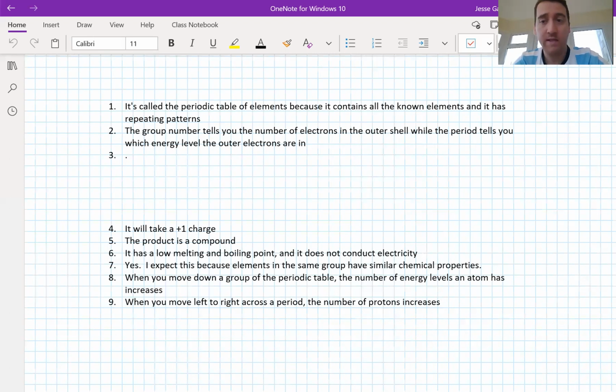Now, why is it called the periodic table of elements? Well, it's the periodic table of elements because it contains all the known elements and it has repeating patterns. So periodic means repeating, and table is obviously a table, and it's the periodic table of elements because it's got all the elements that we know of.